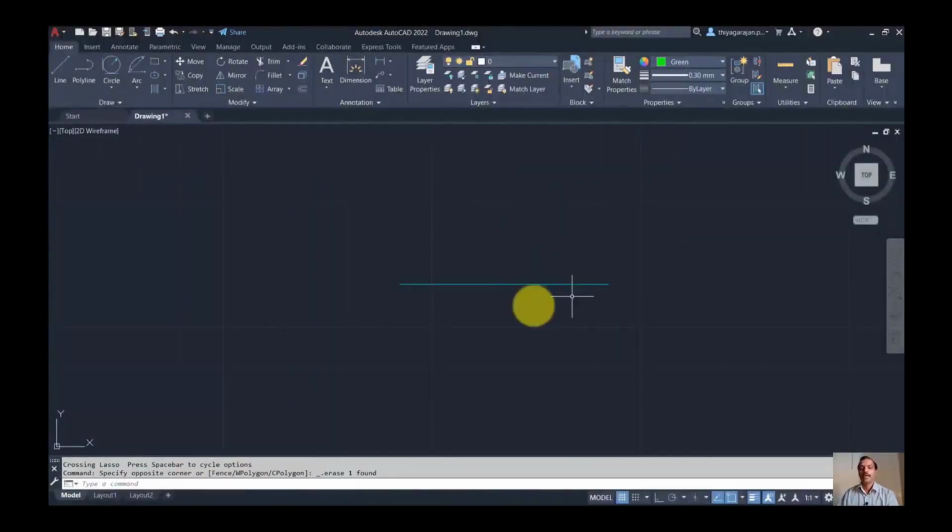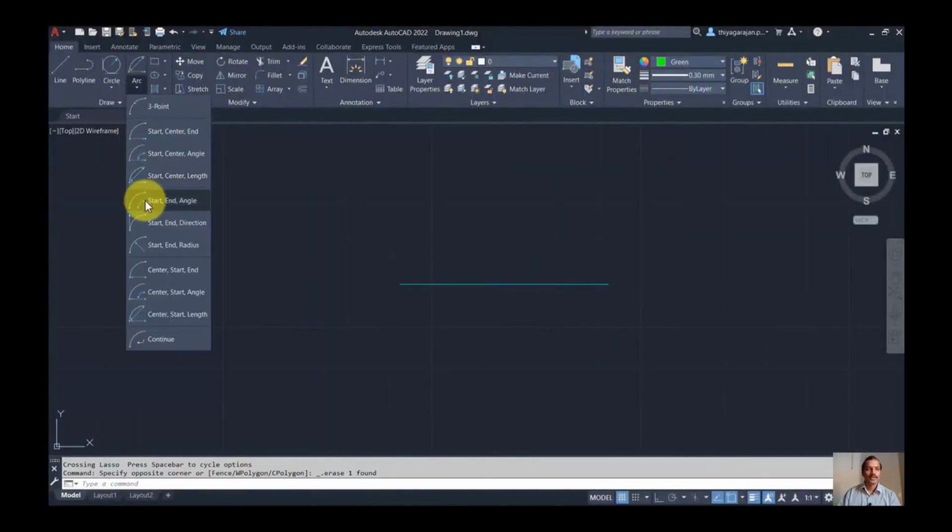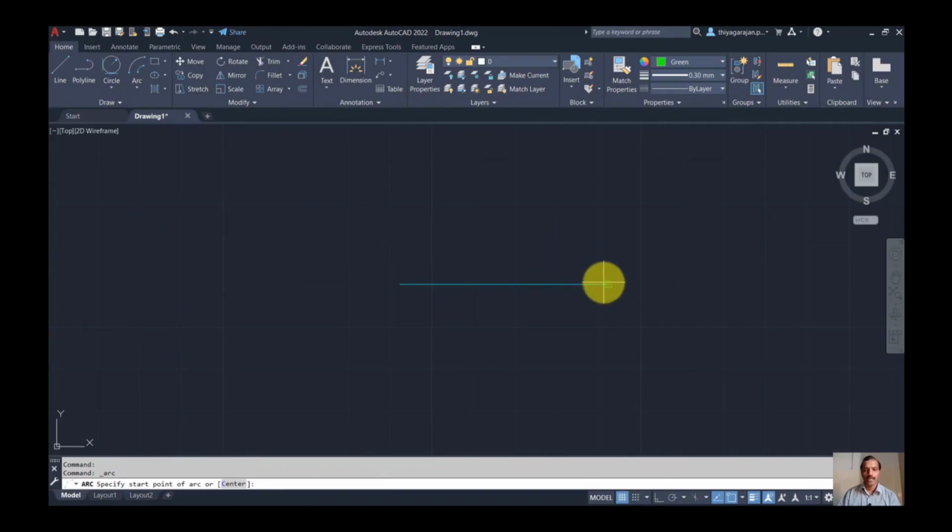I'm going to use the same line, start end angle. I'm going to start the arc from the right side. I'm going to end the arc at the left side. So this is my start and end point. So now my option is what? Included angle. How much angle do I need to include? Let me give 90 degrees. Where is this 90 degree? Let us see this now. So this is the 90 degree.